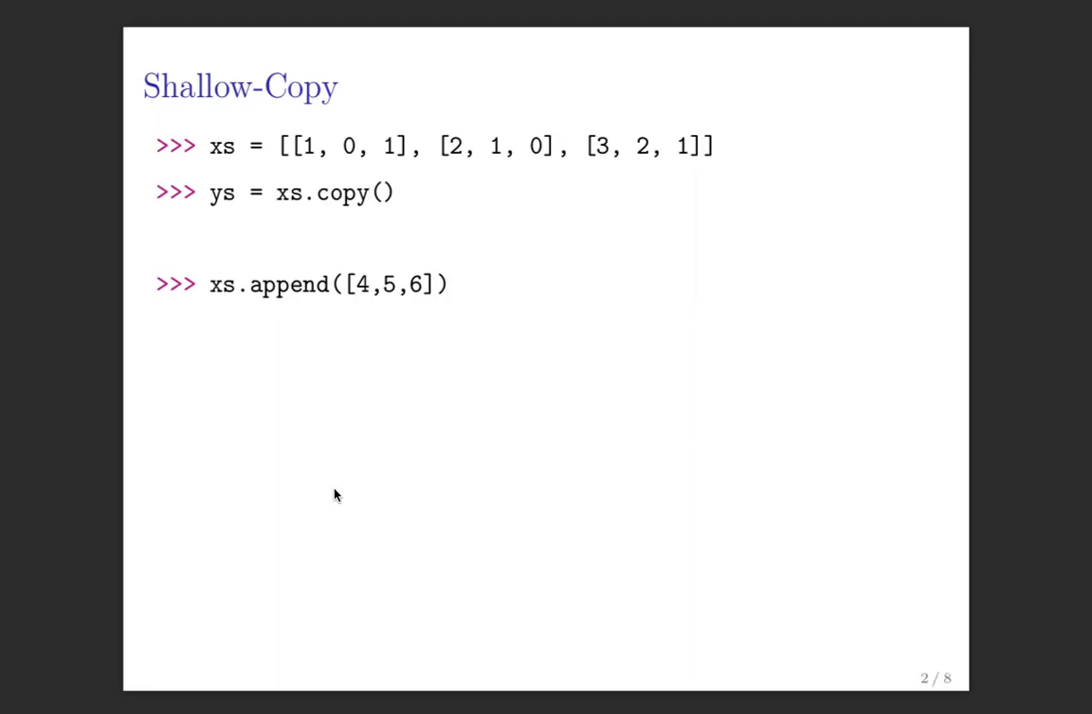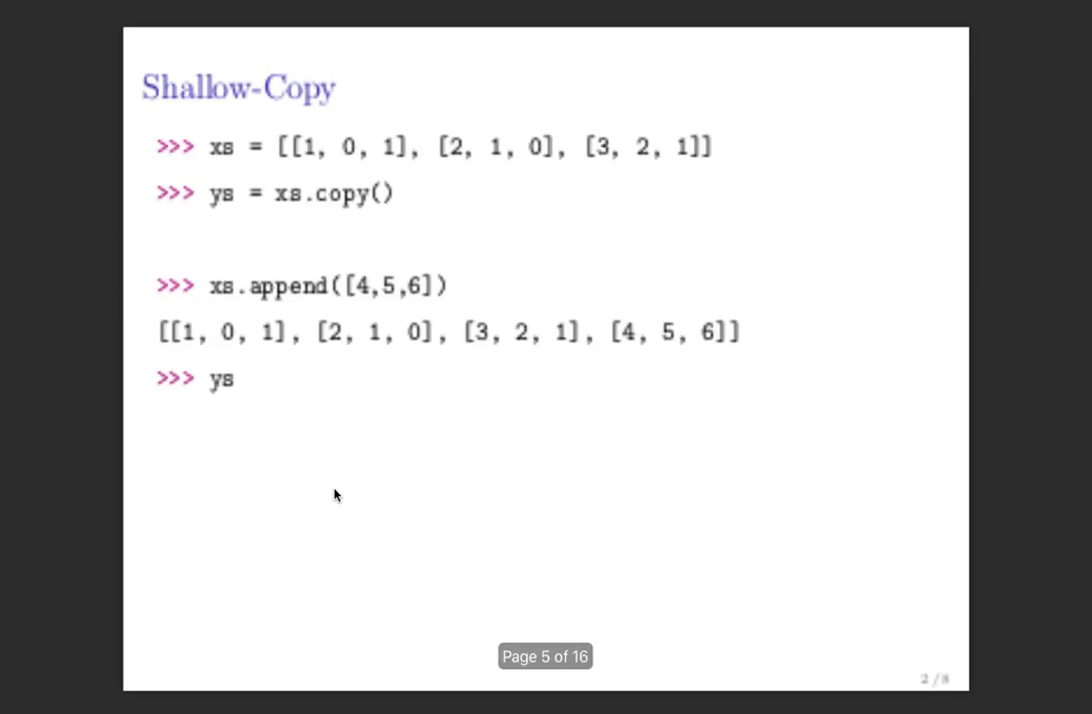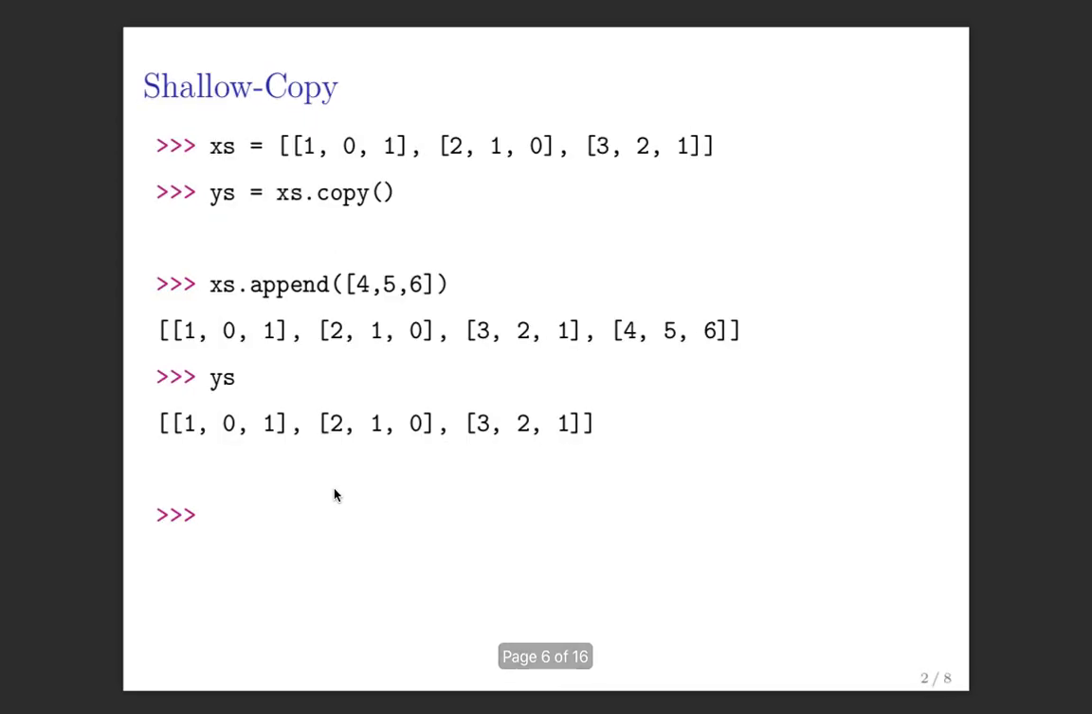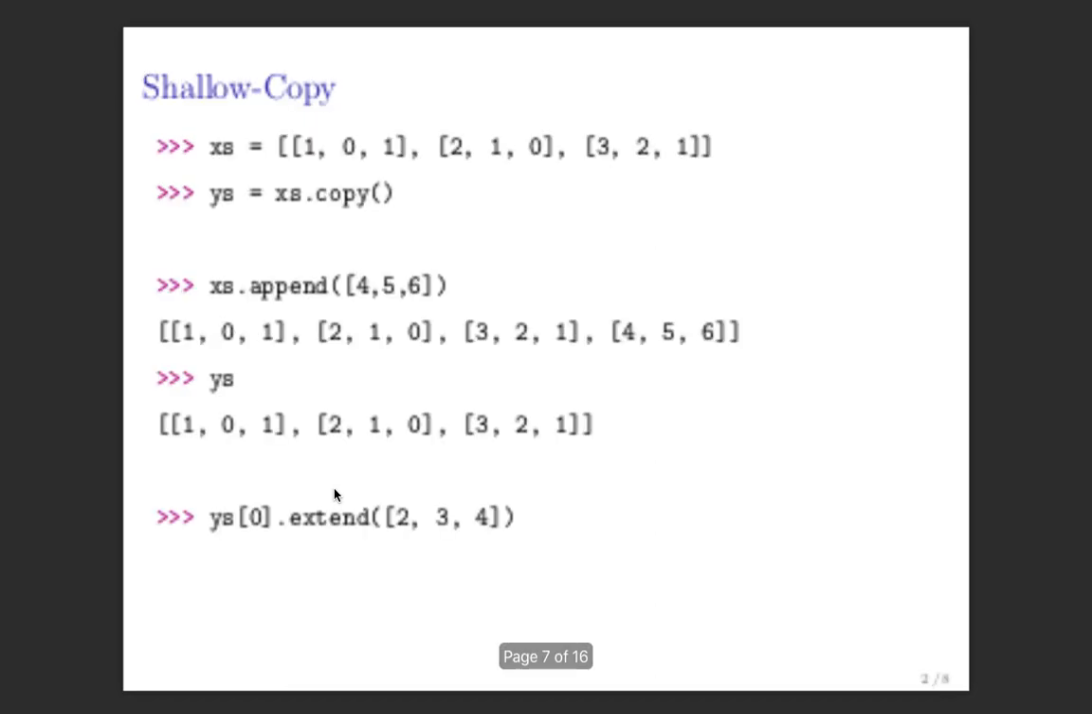So if I would append 4, 5, 6 to Xs, what would happen in this case to Xs? What does append do? It adds it to the end of the list. So it's going to add the list 4, 5, 6 to the end of the list. Okay? If I ask what happened to Ys, it should be the case that Ys was left alone because I made a copy. Ys was left alone. Okay. That's not the nuance. This is the nuance.